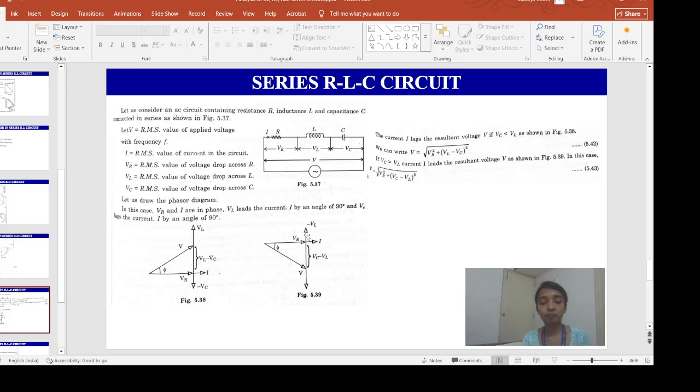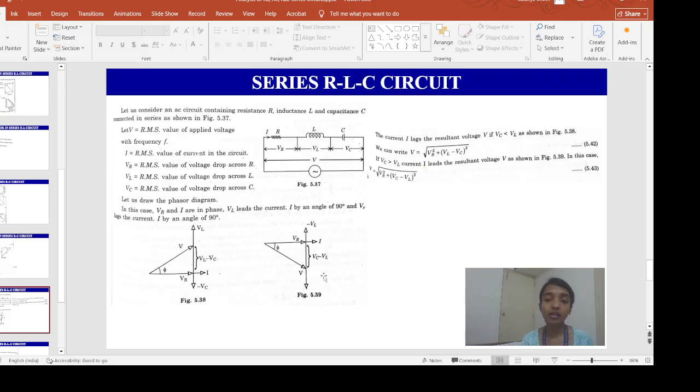Okay, so in an inductive element, we know the voltage leads the current. So this is my voltage, and on the opposite side we will have this part, which will be my VC, the voltage drop across the capacitive element. So this will be my VC minus VL, because here we have considered that XL is less than XC. So this will be my resultant vector now, which is making an angle phi with this current I.